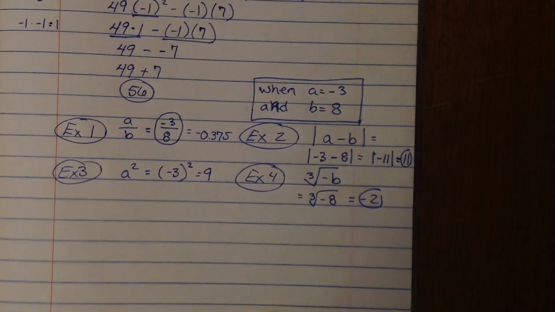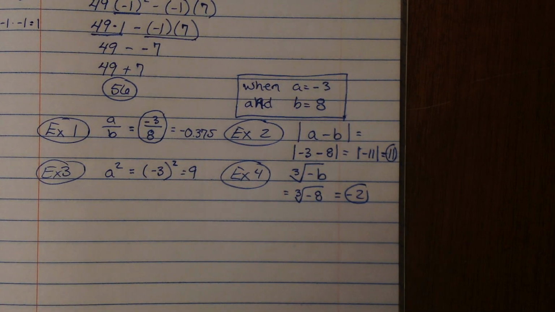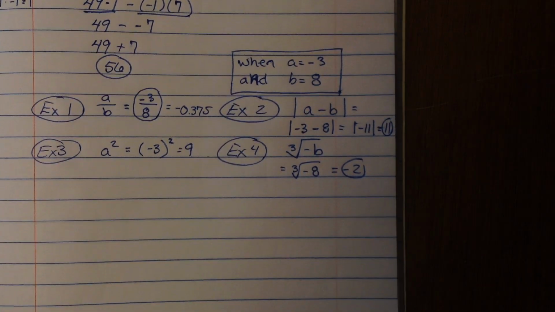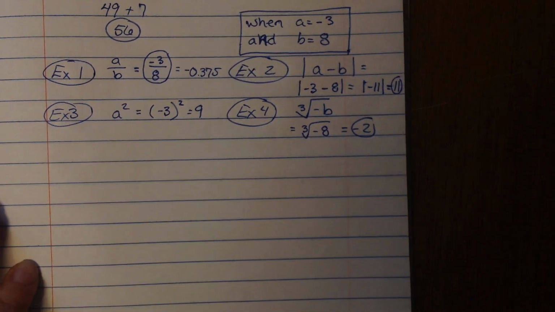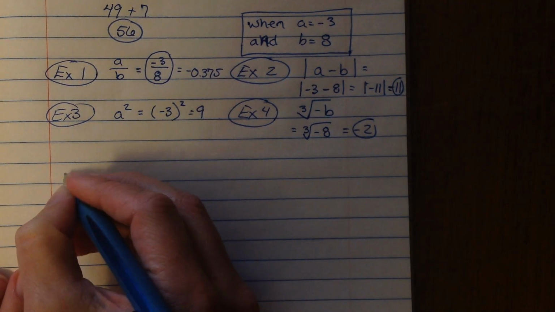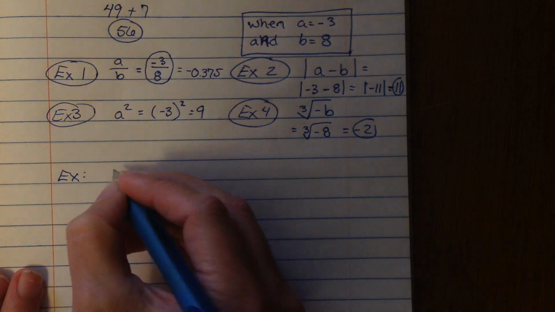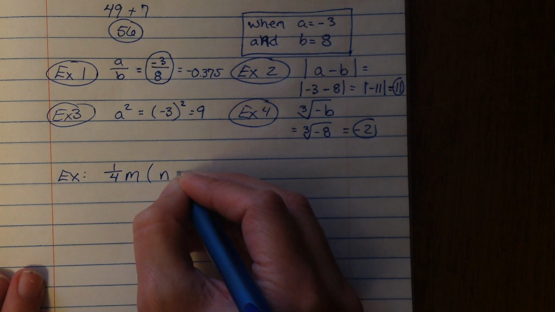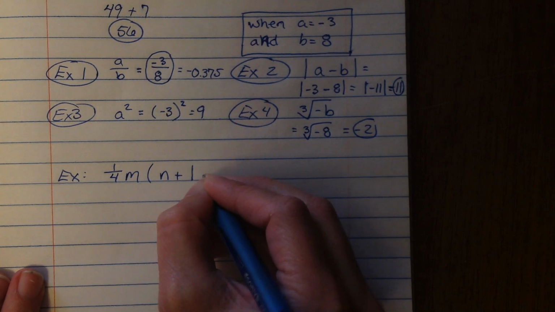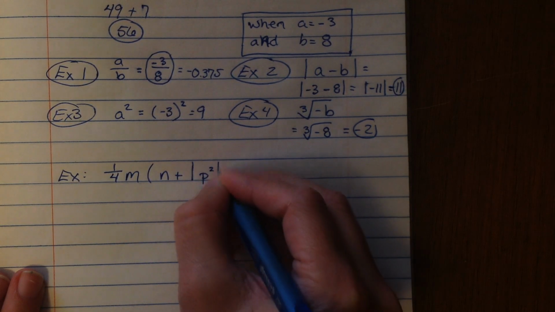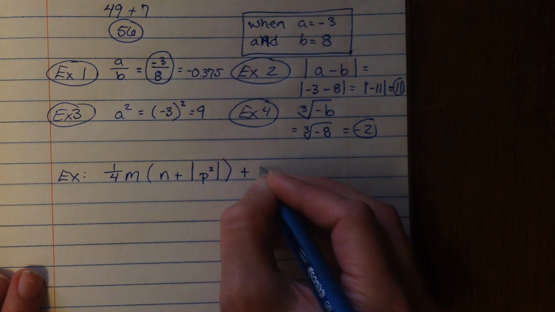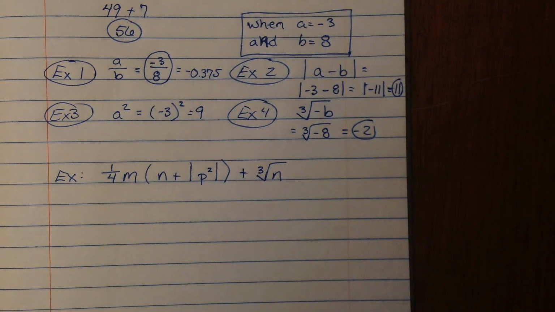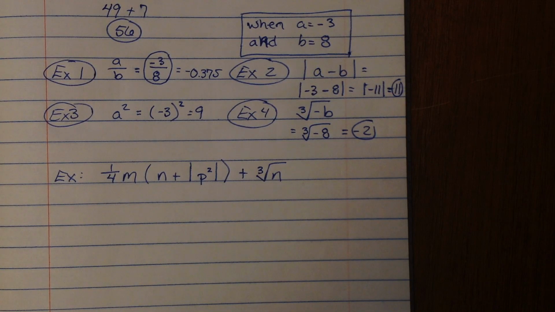How did you do? So again, this is evaluating expressions. I want to do one more example that's a little more complicated. So let's do one last example down here at the bottom, and then you're going to practice this. So let's do 1/4 mn plus the absolute value of p squared, parenthesis, plus the cube root of n. Now, if you can work this example out, then you are probably going to be able to answer any question that gets thrown at you.